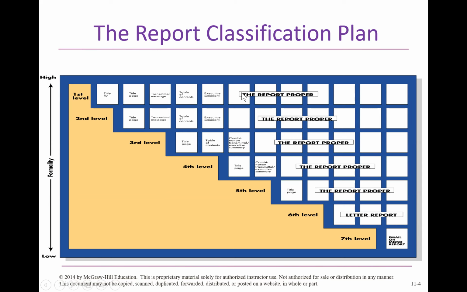Then if there are any figures in the report proper, you have to give a list of figures here after table of contents. Then if there are any tables you have used in the report, tables means there are different explanatory tables, then you will also include here in between executive summary and table of contents the list of tables.